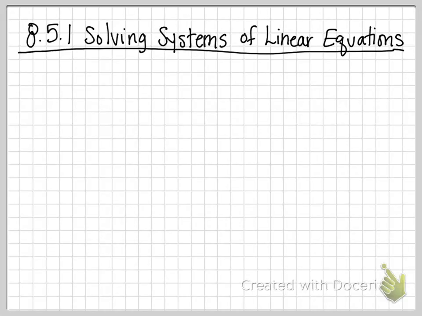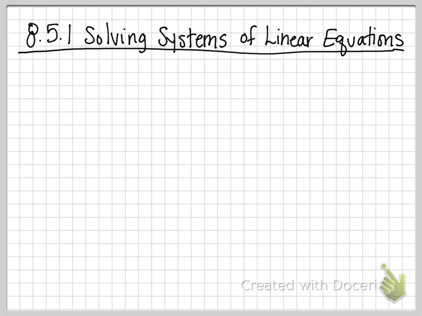8.5.1 is solving systems of linear equations. So in chapter 4, we talked a lot about linear equations and how to graph a linear equation. It looks like a line, how to graph using slope-intercept form, how to write the equation of a line if we have the graph or if we have 2 points, and how to find the slope and all that.